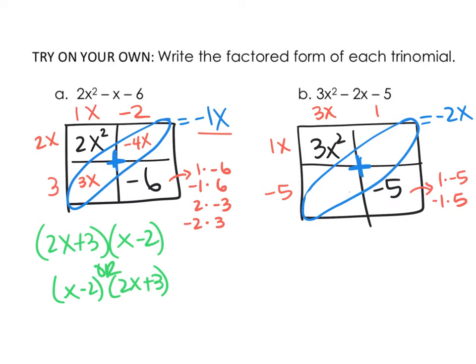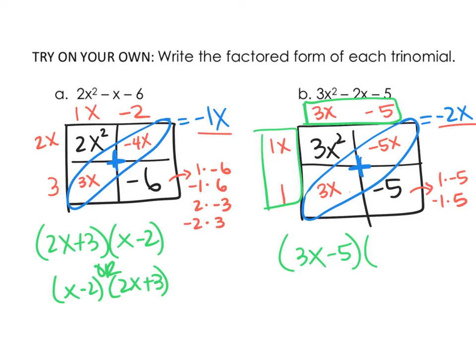I don't want to throw that one to the side yet because I want to switch these two around. Let's try the 1 here and the negative 5 here. So negative 5 times x would be negative 5x. And 3x times 1 would be a positive 3x. So if I add those together, 3x plus a negative 5x, that does add to give me negative 2x. So I found my answer. So 3x minus 5 and an x plus 1. Or you can always write it the other way.